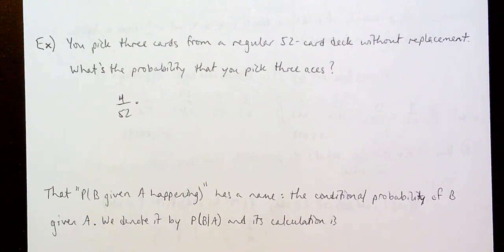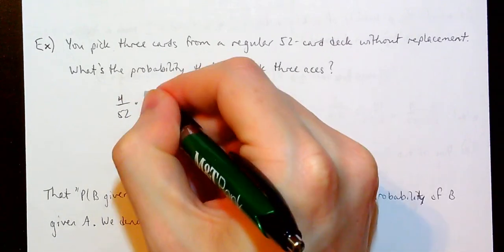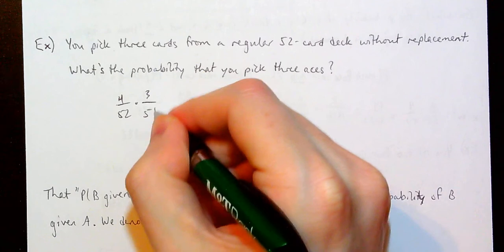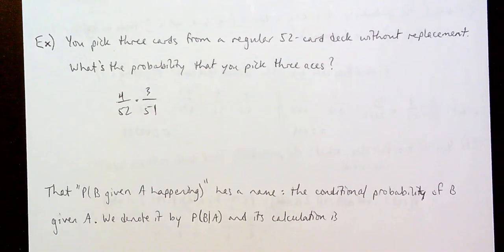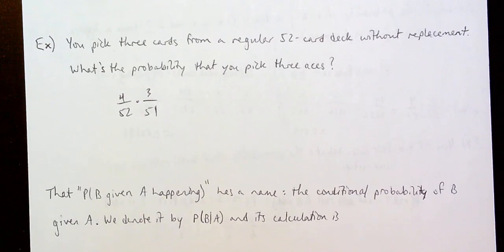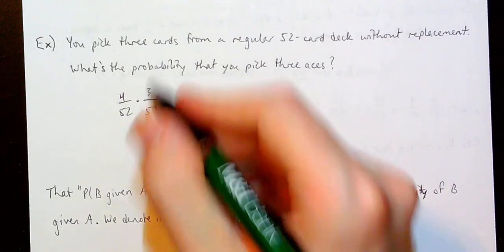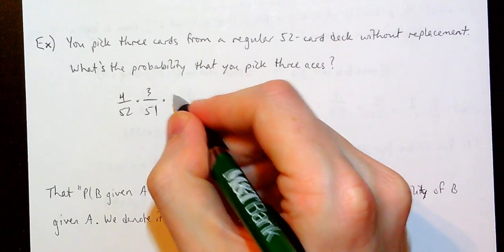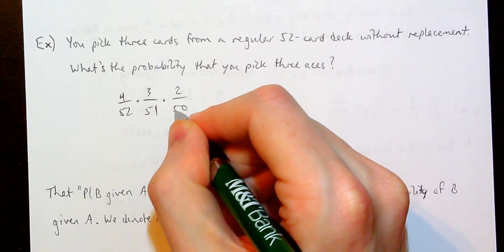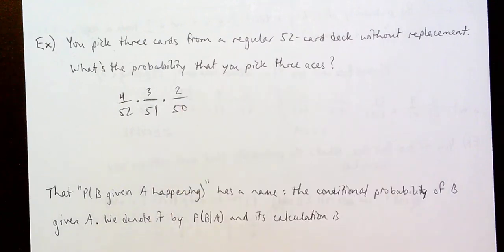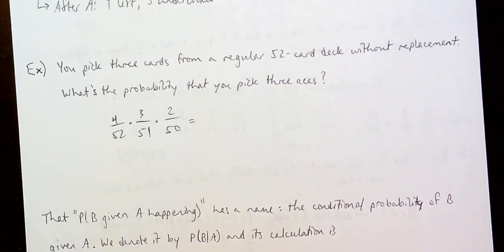Okay, we have 3 aces left now, and there are 51 cards left in the deck, because we took that first ace out, we didn't put it back. So the probability that we pick an ace on the second draw is 3 over 51. And now the probability that we pick an ace on the third draw. Okay, there are 2 aces left now, and there are 50 cards in total left. So it's going to be 4 over 52 times 3 over 51 times 2 over 50.